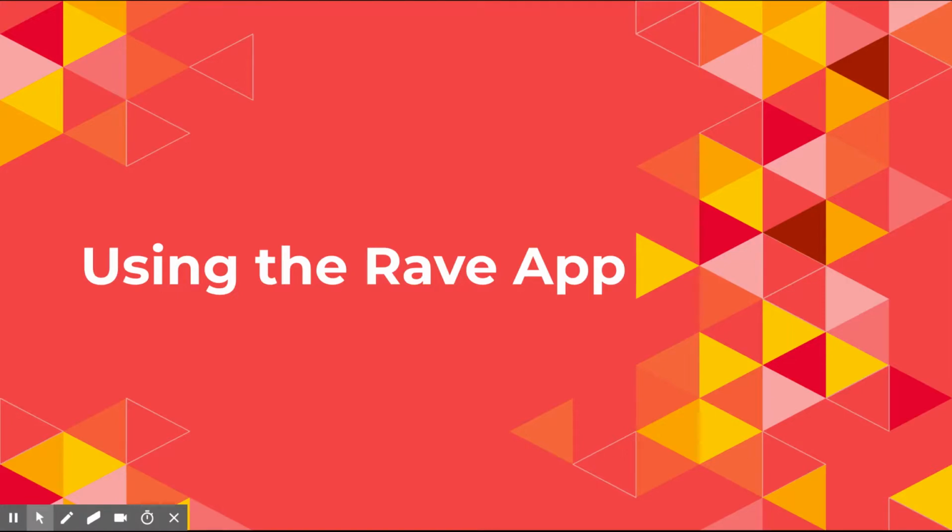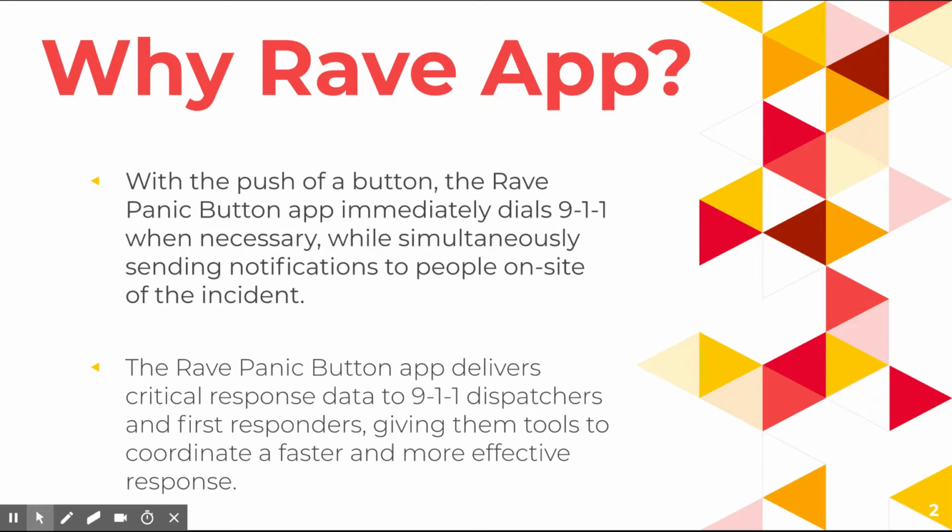The purpose of this video is to introduce to you how to use the Rave app. You may wonder, why are we using the Rave app in Hope County? It is simply an additional layer of safety that we are employing to keep both our students and our staff safe. With just the push of a button, the Rave Panic Button app immediately dials 911 when necessary, while simultaneously sending notifications to people on site of the incident.